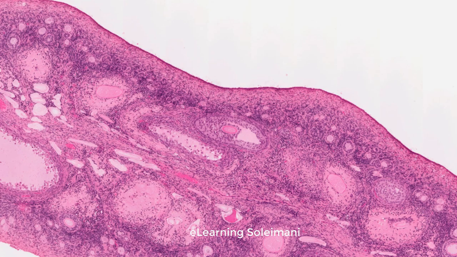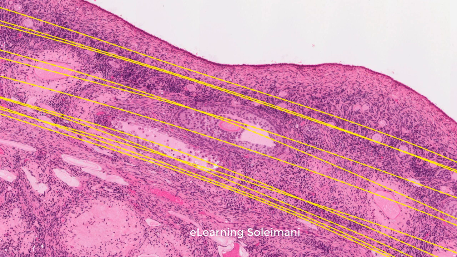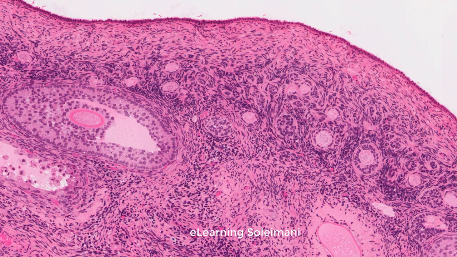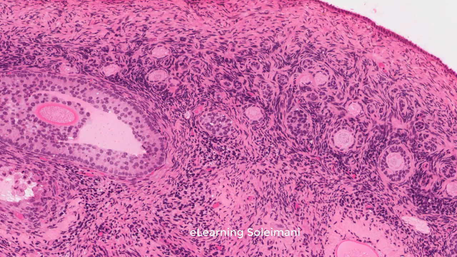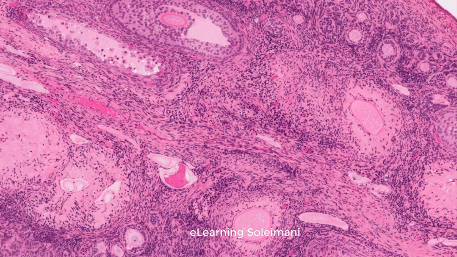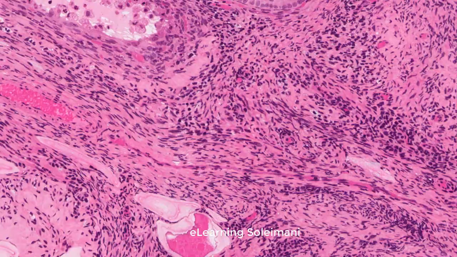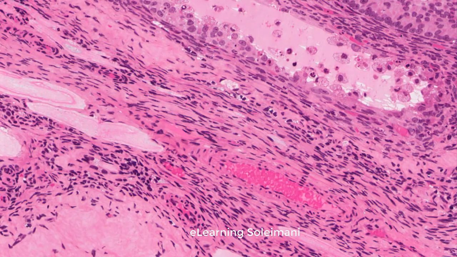The other portion of the ovary is called the cortex, which is occupied by the developing follicles. The inner portion is called the medulla, which is highly vascular and contains the larger blood vessels and nerves.